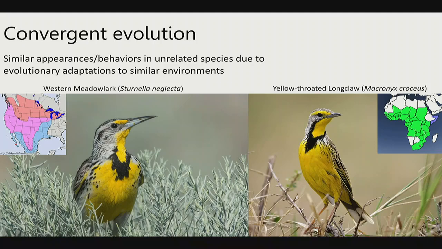So for example, this is our western meadowlark. Who's seen one of these? So go out to Yolo Bypass, any of the grasslands around Sacramento, you can see plenty of them. They're really beautiful, have a lovely song.